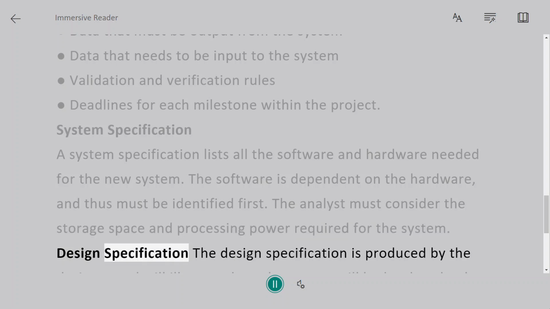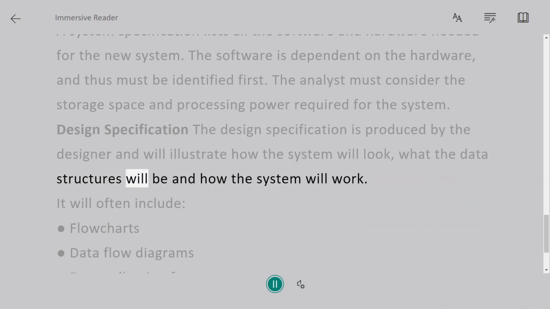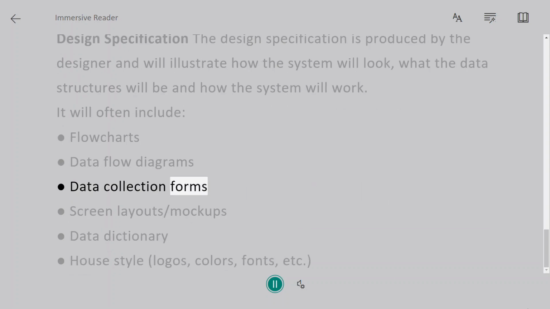Design specification. The design specification is produced by the designer and will illustrate how the system will look, what the data structures will be, and how the system will work. It will often include flowcharts, data flow diagrams, data collection forms, screen layouts/mockups, data dictionary, house style, logos, colors, fonts, etc.